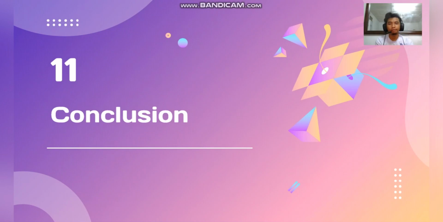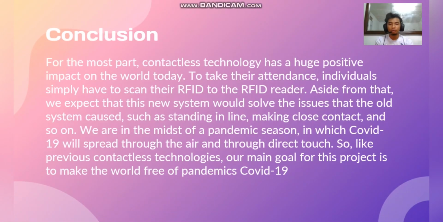Okay, lastly, we have a conclusion. For the most part, contactless technology has a huge positive impact on the world today. To take their attendance individually, they simply have to scan their RFID on the RFID reader. Aside from that, we expect that this new system would solve the issues that the old system caused, such as standing in line, making close contact, and so on.